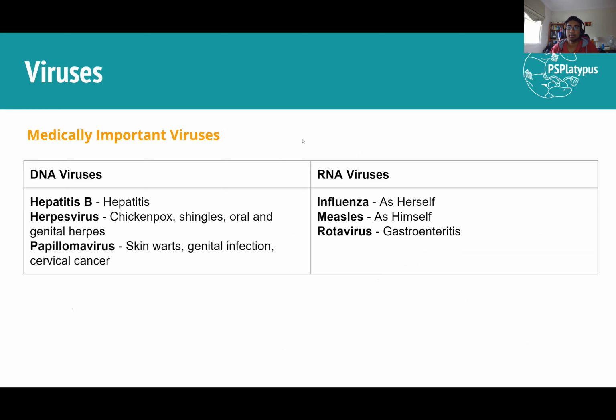Right. Medically important viruses, just know the names. Influenza and measles cause the diseases of the same name. Rotavirus is one of the important ones for gastro, which you'll probably be learning about in an ICL soon. And then these guys on the left just cause a whole bunch of nasty things. And again, keep track of what we use to differentiate them. DNA versus RNA viruses is one of the big ones.